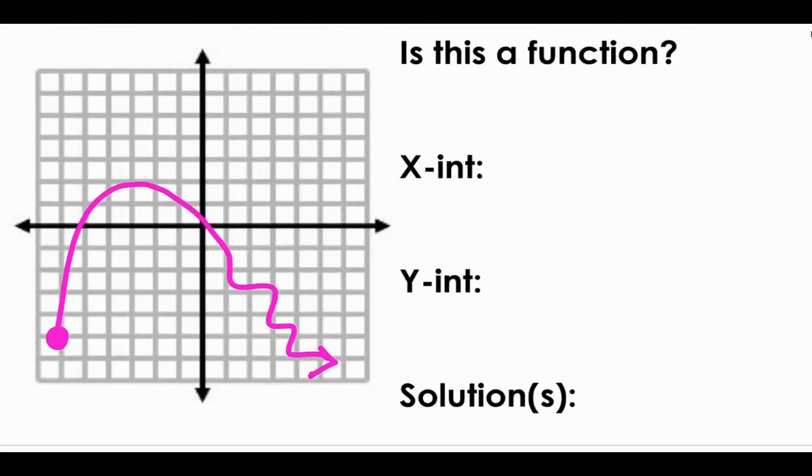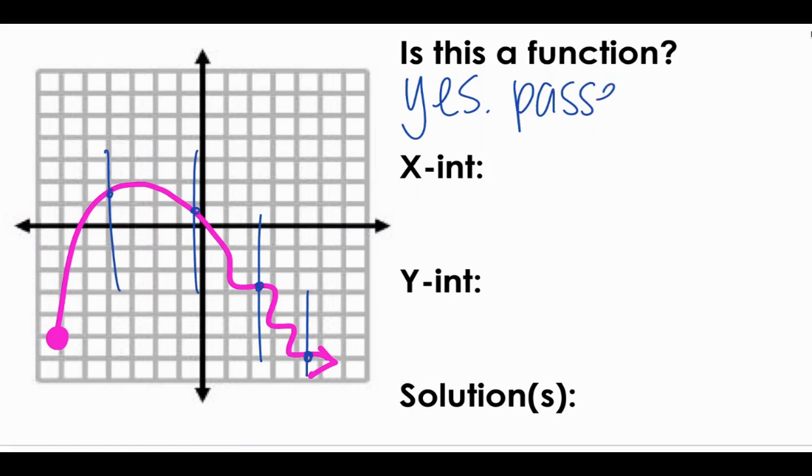Last one, is this a function? Draw our lines. All right, it's looking good. It gets a little funny in there, but it actually ends up being okay. So is this a function? Yes. It passes the vertical line test.